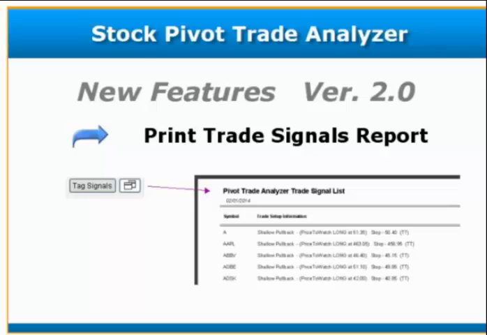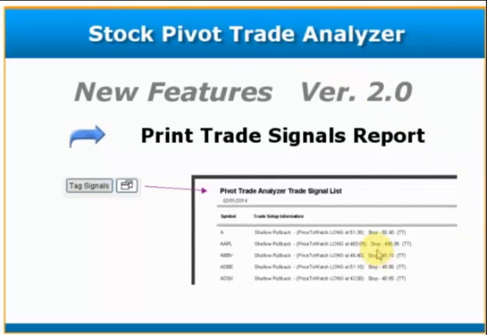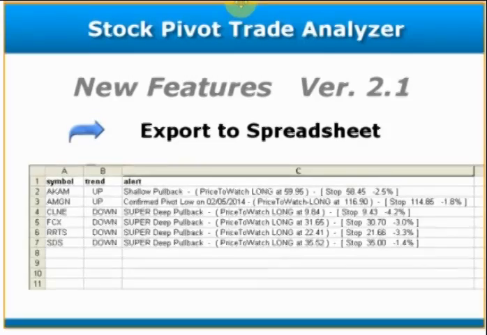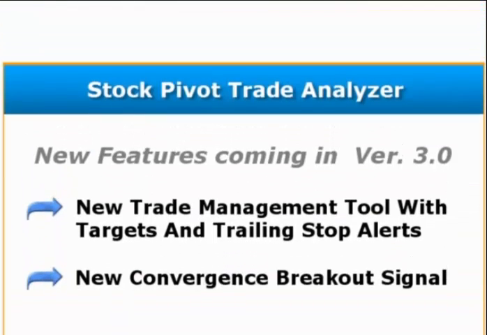Once you run your analysis and you get your list of trading alerts, you can print those out. Okay, you can select the stocks you want or a specific watch list, and then you can send that to a printer. The other new feature that came out the last version, which everybody is liking a lot, is the export to spreadsheet function.